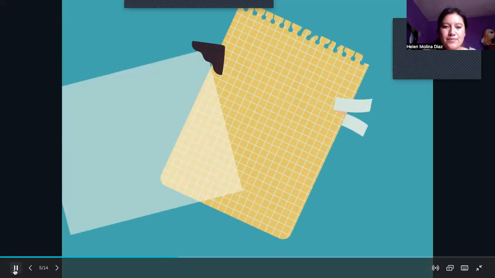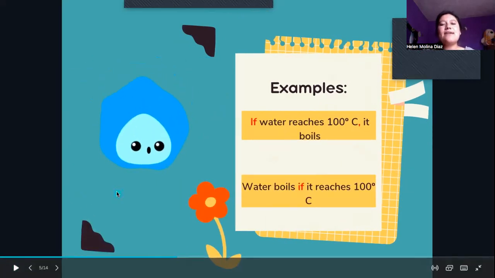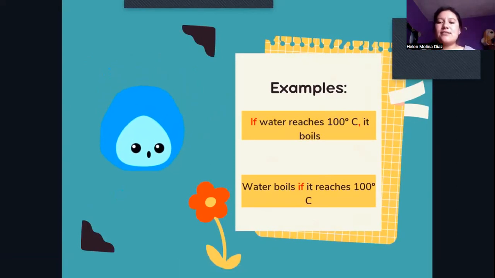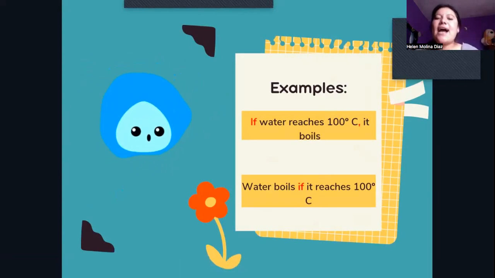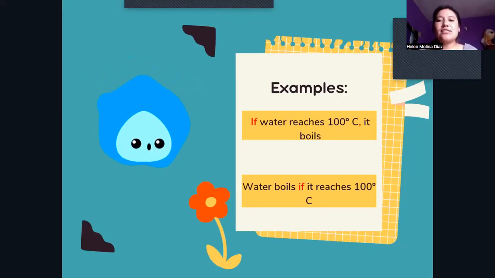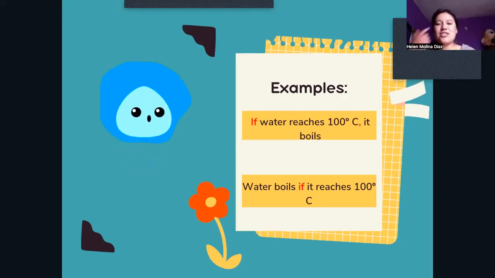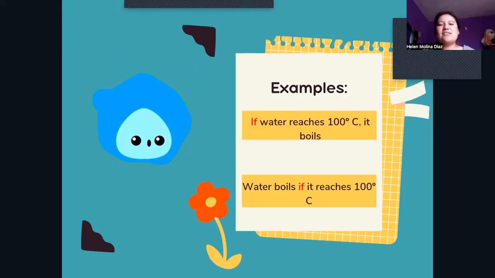For example: if water reaches 100 degrees centigrade, comma, it boils. In the structure, if is the condition, water is the subject, reaches 100 degrees centigrade is the present simple, comma is the separation, the condition, it is the subject, and boils. In Spanish: el agua cuando alcanza 100 grados centígrados hierve.